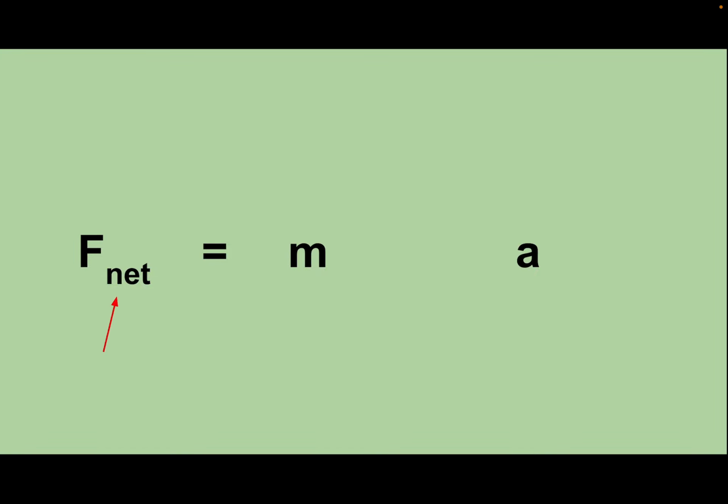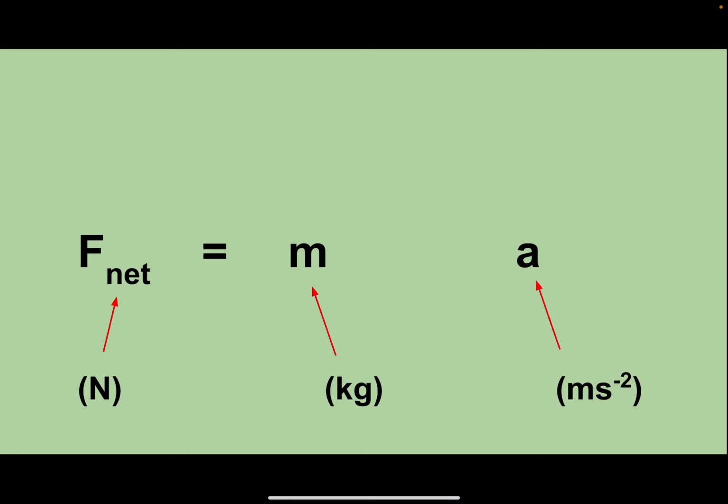Now, the units for force, as mentioned yesterday, are newtons. The units for mass in this equation is going to be kilograms, and the units for acceleration, as we've learned before, is meters per second squared. So those units are the standard units for this equation. They have to work in these units in order for the equation to work.